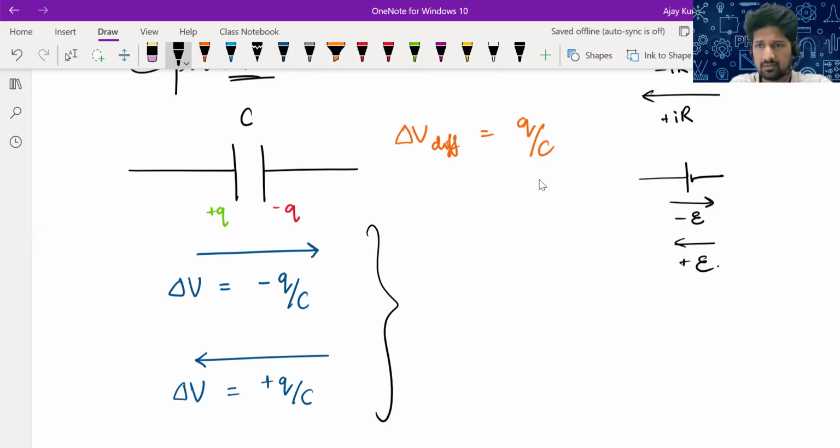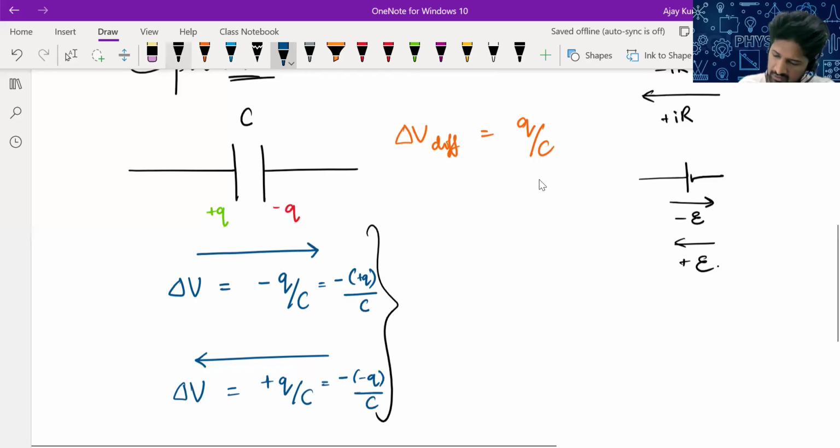You can have a general formula for potential change across a capacitor. Now you see, when going from left to right, the first charge you come across is plus Q. So you can write this as negative of plus Q divided by C. When going from right to left, the charge on the first plate you come across is minus Q, and you can write this as minus of minus Q divided by C.